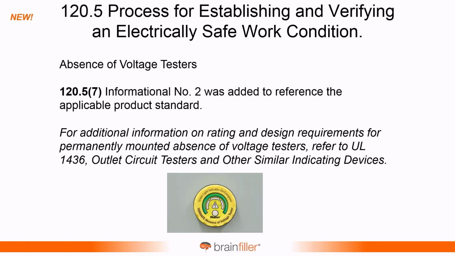There was also a modification made to 120.5, in particular 120.5(7). So in 2018, there was an addition where one of the methods for verifying the absence of voltage is to use what the industry now refers to as an absence of voltage tester. And I actually have one here.